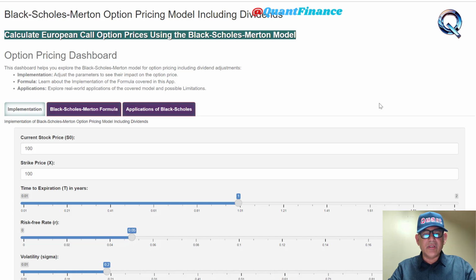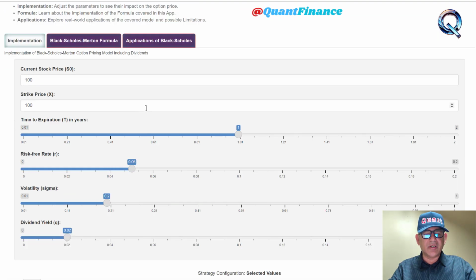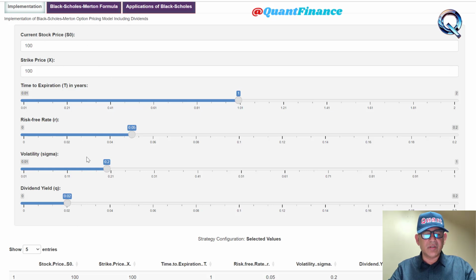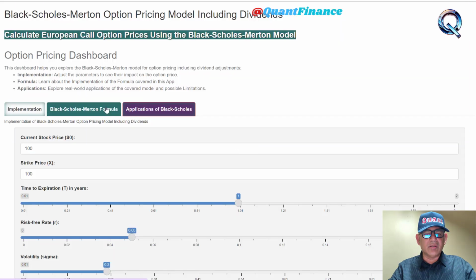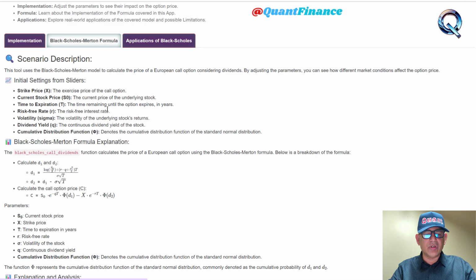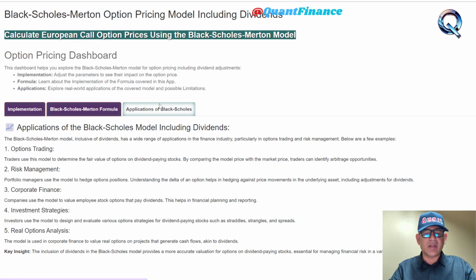Welcome back. We are moving to the second variation of the Black-Scholes model, and this is called the Black-Scholes-Merton option pricing model including dividends. This model has an implementation here, with all the user inputs, and then there is a graph and a table. On the second tab we have the formula for calculation of the call option price including dividends, and in the third tab we have the applications.